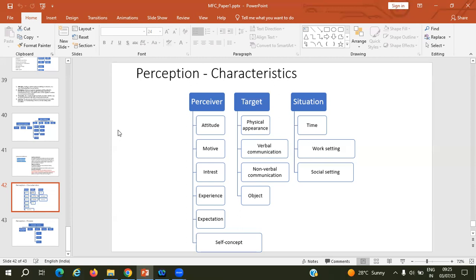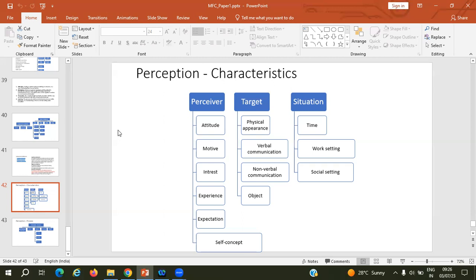Interest. Suppose you have interest in movies, or technology, or social science, or history, but I am telling you something related to science. So you will not put in your interest. But if you have interest in history and I am teaching you history, or gifting you a history book, you read it, and you have a different perception based on your interest.